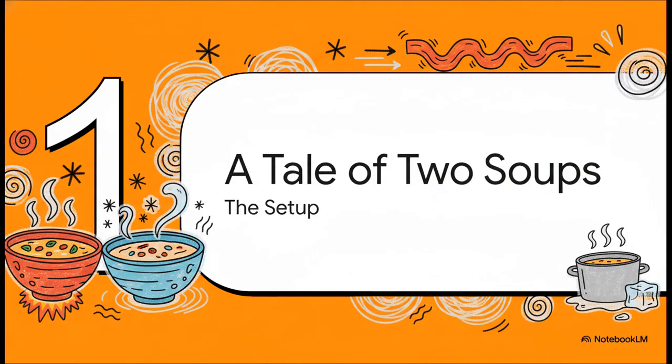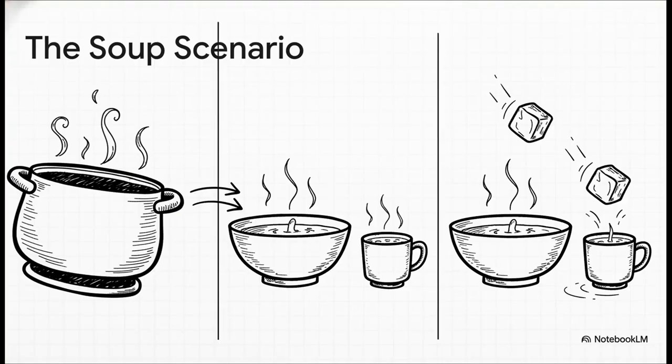Okay, so to get to the bottom of this, let's really set the scene. Let's call it a tale of two soups. So, picture this. You've got this big pot of soup bubbling away on the stove. You pour a nice big serving into a bowl for yourself, and then a smaller portion into a mug for, say, your little brother. Both of them are steaming, way too hot to eat right away. So what do you do? You grab two identical ice cubes from the freezer and plop one into each.